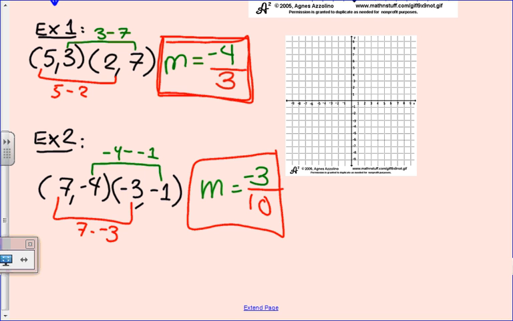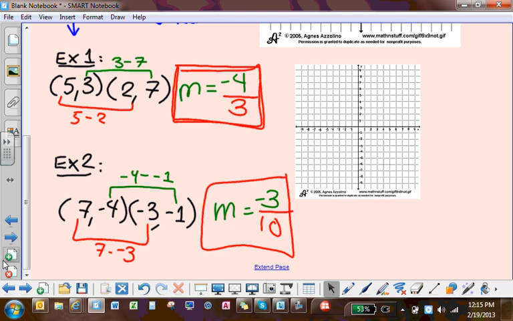So we'll keep working on this tomorrow. That was just day 1 of looking at pictures, looking at points, and talking about the steepness.